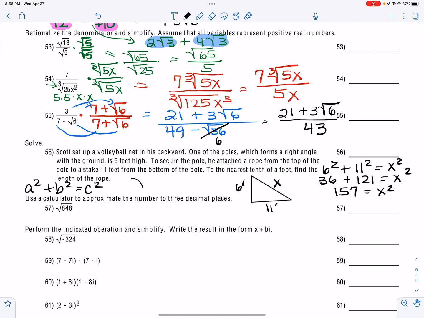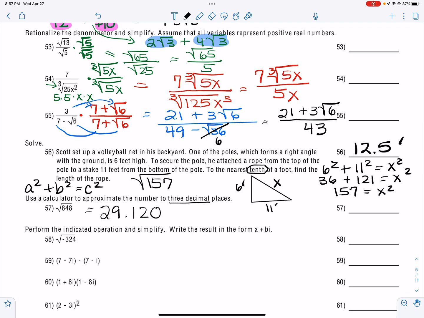And so then I'm simply going to take the square root of 157, and it says round to the nearest tenth, which means that I'm going to have 1 decimal place. So when I take the square root of 157, I get 12.5 feet. And then number 57 is simply taking the square root of 848 and approximating it to 3 decimal places, which comes out to be 29.120, because the number after the 0 is a 4, which means the 0 stays the same.